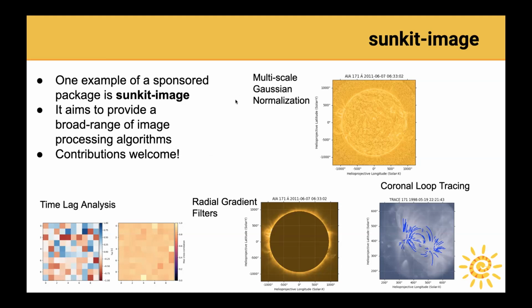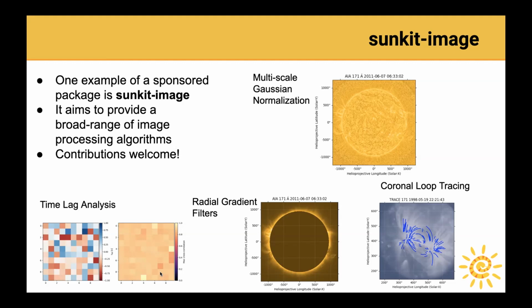Yeah, so my view on this slide is, SunKit image is an example of a sponsored package, but under our system from the previous slides it's technically provisional, because a lot of the functionality in it is actually designed to work on NumPy arrays. So if you pass it in a map, for example. It's an example of a work in progress that we're hoping to improve in the future.